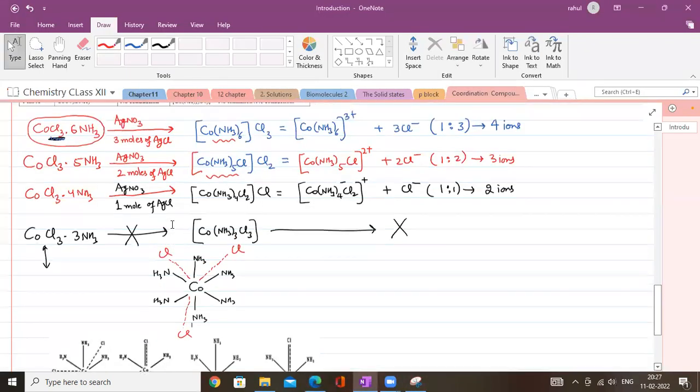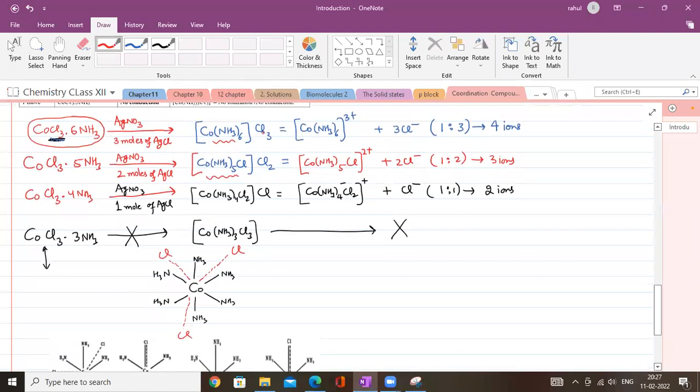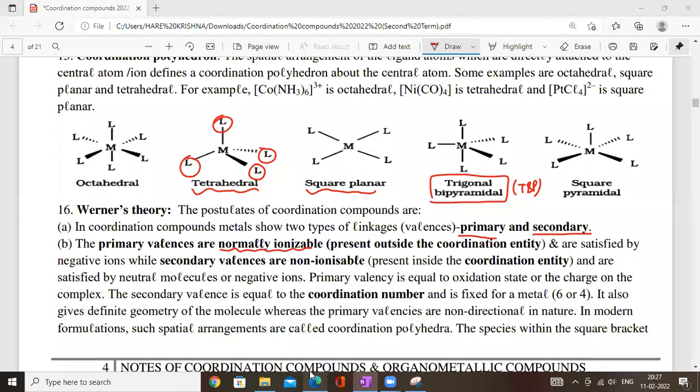Since you can easily make out, these chloride ions which are present outside the coordination entity or sphere are ionizable. That's why they were called primary valencies. While those which are present inside the coordination entity are called secondary valencies. They are non-ionizable, right? So secondary valencies are non-ionizable.